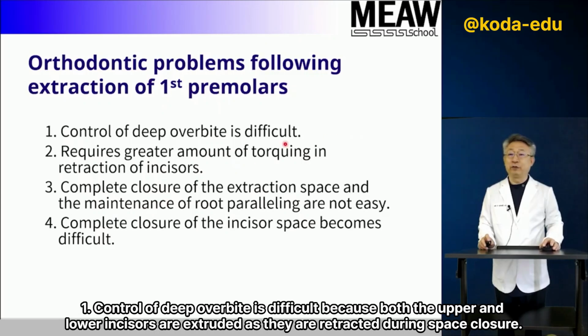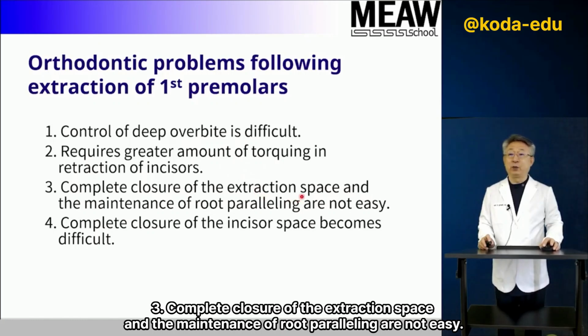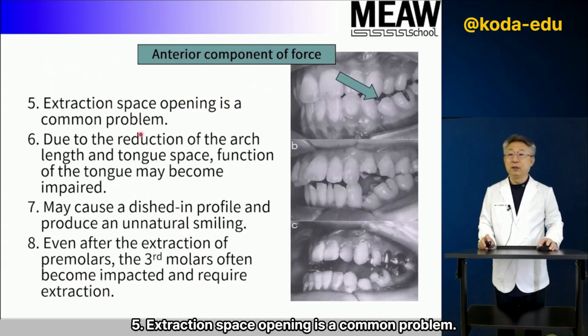1. Control of deep overbite is difficult because both the upper and lower incisors are extruded as they are retracted during space closure. 2. Requires greater amount of torquing in retraction of incisors, and it is difficult to achieve bodily movement. 3. Complete closure of the extraction space and the maintenance of root paralleling are not easy. 4. Complete closure of the incisor space becomes difficult. 5. Extraction space opening is a common problem.